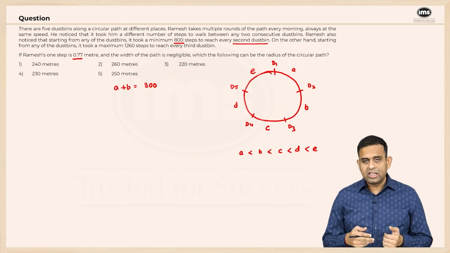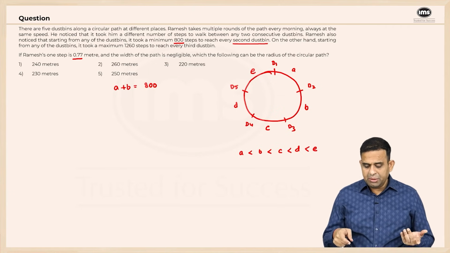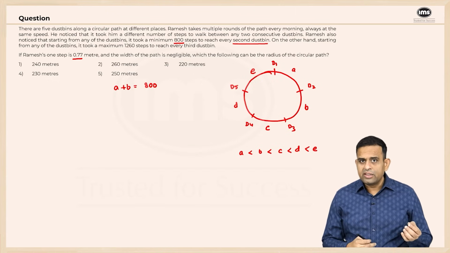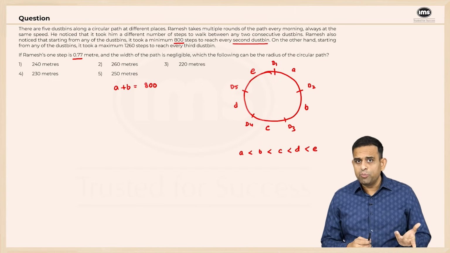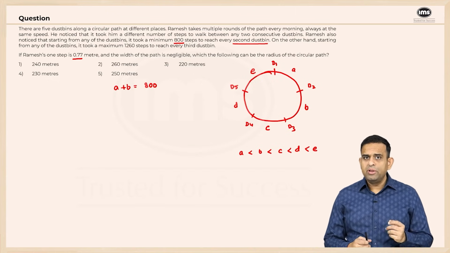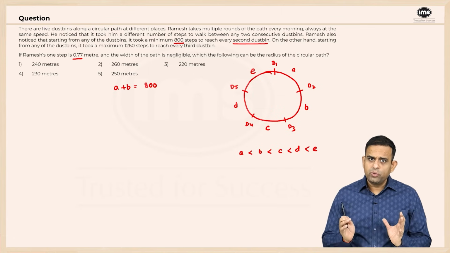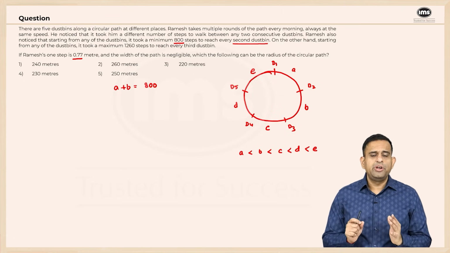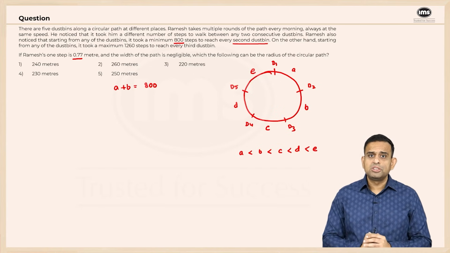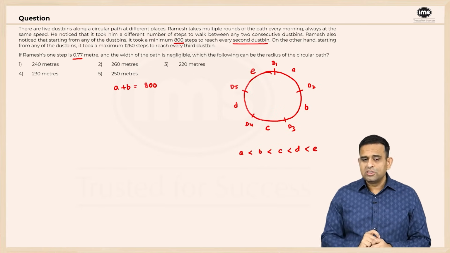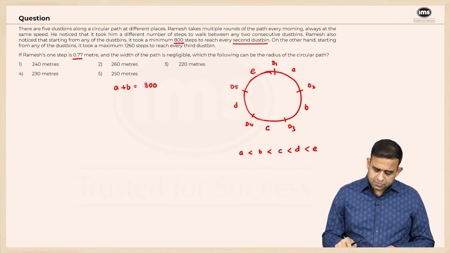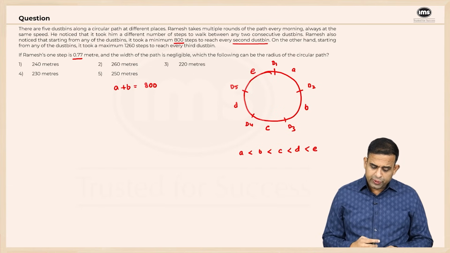Now since I have taken them in order, it could have been A, C, B, D, E as well. In that case, A plus C could be equal to 800, or B plus C could be equal to 800. But we are finding the worst scenario, the situation where we can find the smallest possible circumference of this arrangement. So A plus B becomes equal to 800.